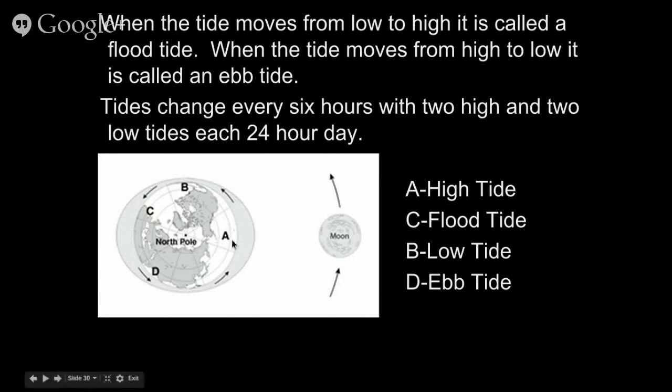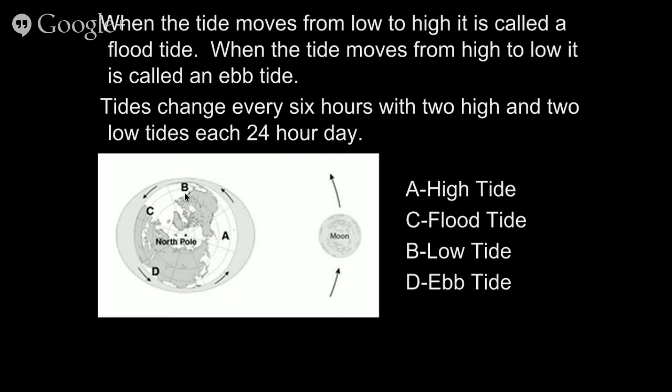So these 4 points on this Earth, A, B, C, and D, represent 4 different tides. So the first letter, A, represents a high tide. The moon's gravity is pulling on the water, creating a high tide. At this location on Earth, B, we're experiencing a low tide. So the water is being stretched by centrifugal force in this direction and by the moon's gravity in this direction. So B is a low tide.